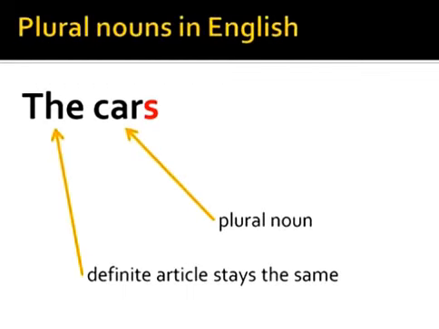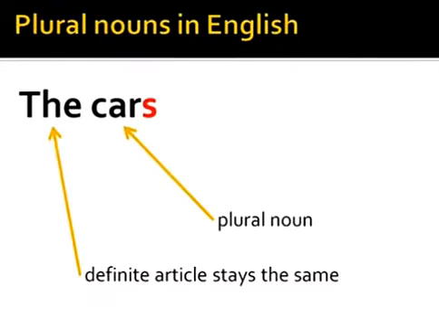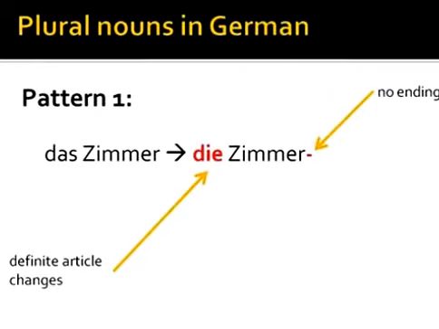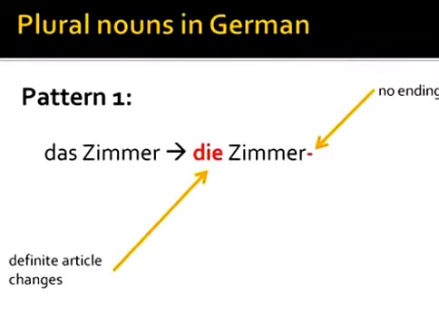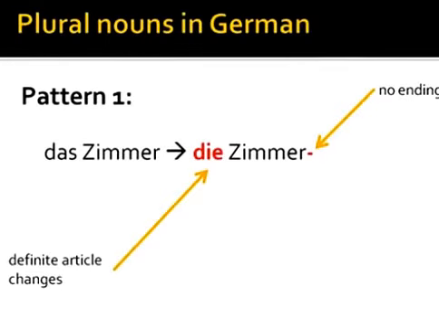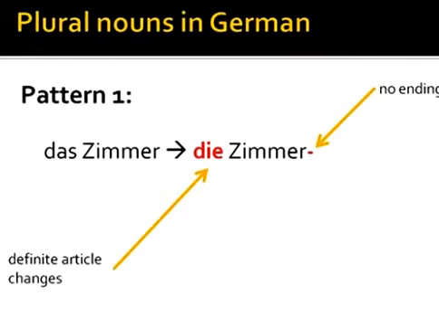That being said, let's walk through these essentially 5 different patterns and take a look at them. Now the first pattern is an easy one. As you see on your screen, we have a noun, das Zimmer, the room, and to form the plural of that, we simply change the definite article from das, which is singular, to die, which is plural. There is no ending. So das Zimmer goes to die Zimmer.